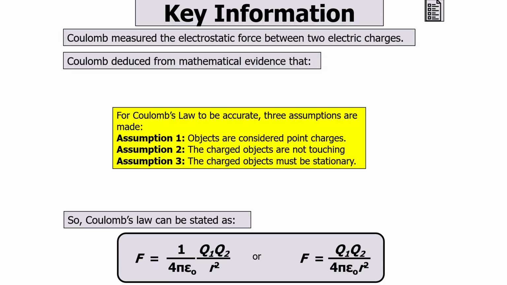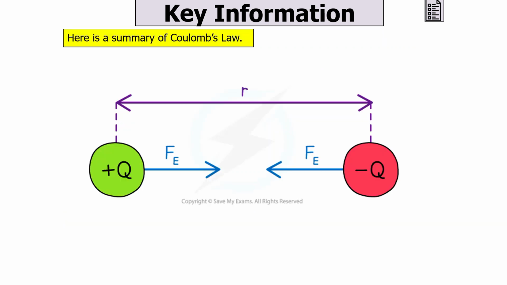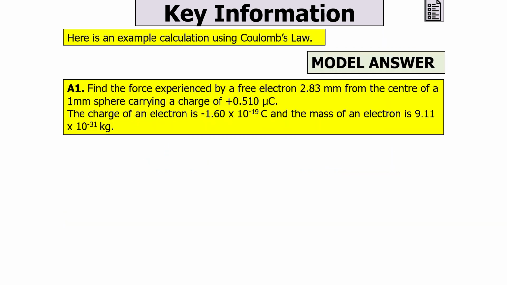Now, for Coulomb's law to be accurate, three assumptions have to be made. Assumption 1: objects are considered as point charges. The charged objects must not be touching, and they must also be stationary. So here is a summary of Coulomb's law. Let's now have a look at an example calculation using Coulomb's law.